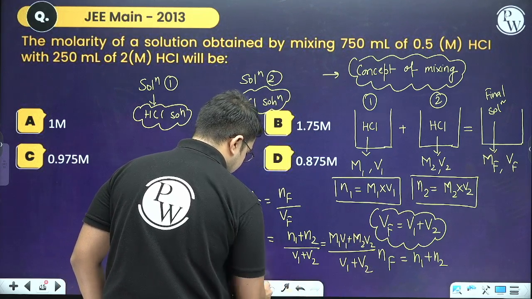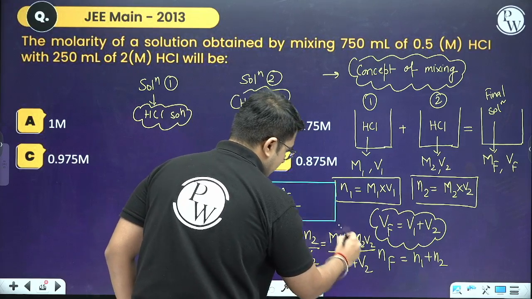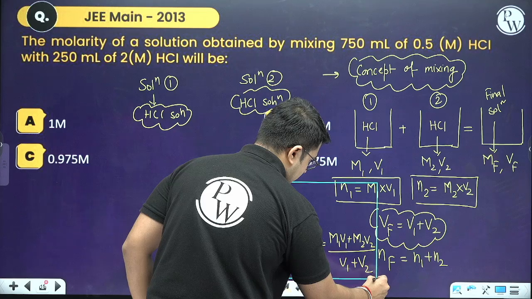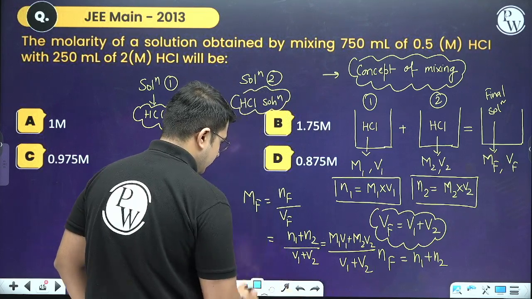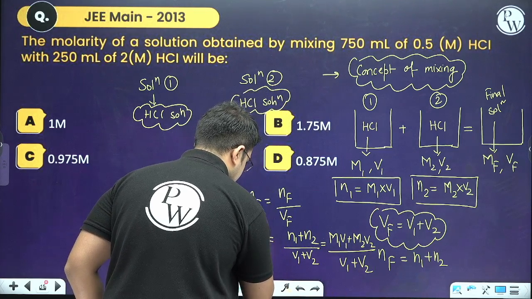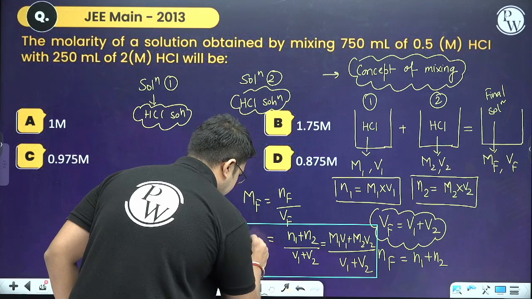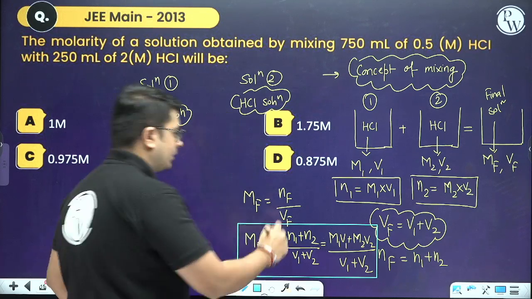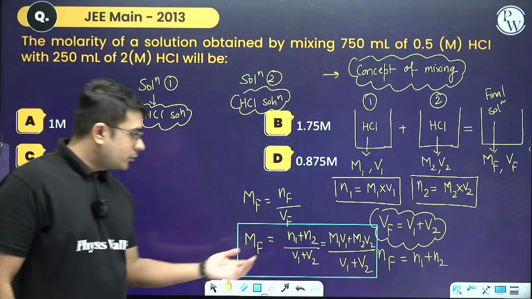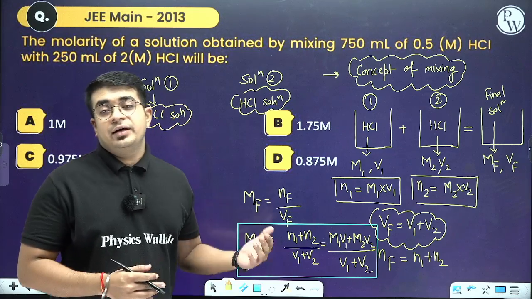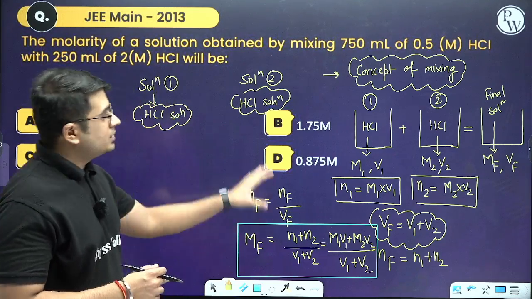Whenever you are dealing with the volume, that will be the M final. So you can use this formula: M1 V1 plus M2 V2 divided by V1 plus V2. So this is the concept of mixing.